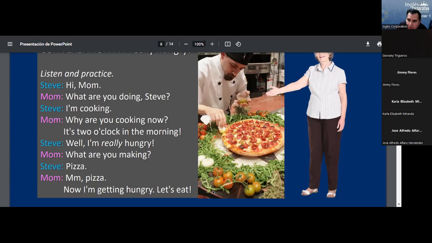Hoy yo comienzo, compañero. ¿Sabía? Hi, Mom. What are you doing, Steve? I am cooking. Why are you cooking now? It's 2:00 in the morning. Well, I am really hungry. What are you making? Pizza. Pizza. Now I'm getting hungry. Let's eat.